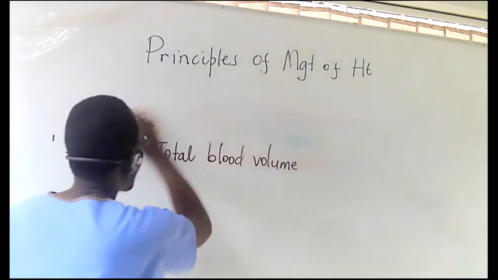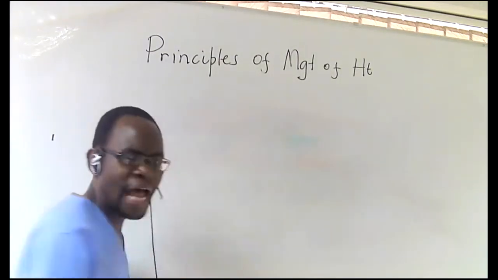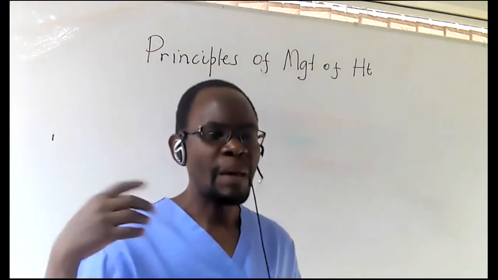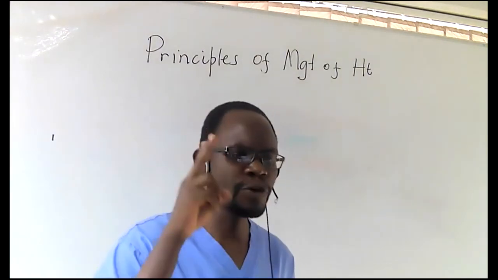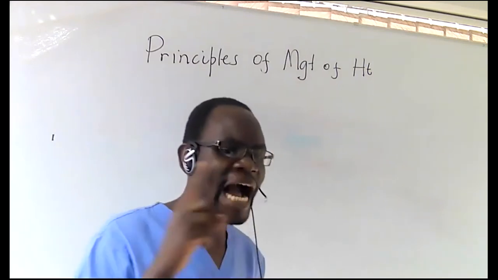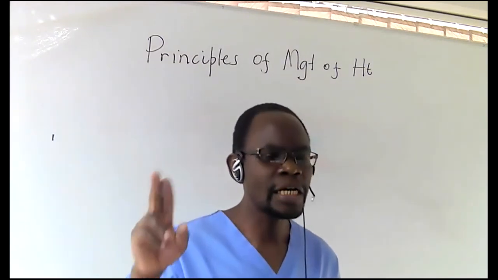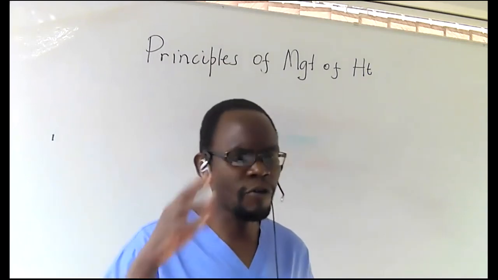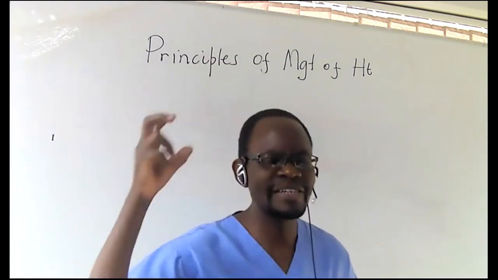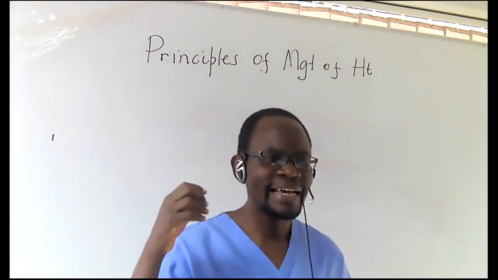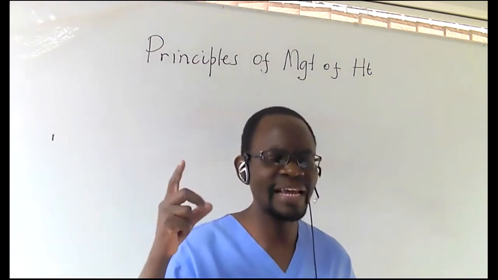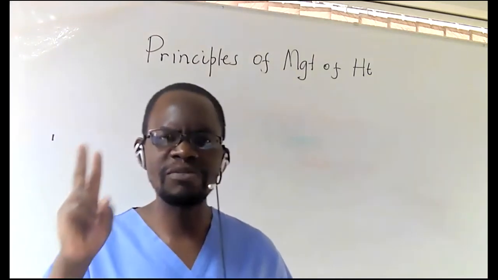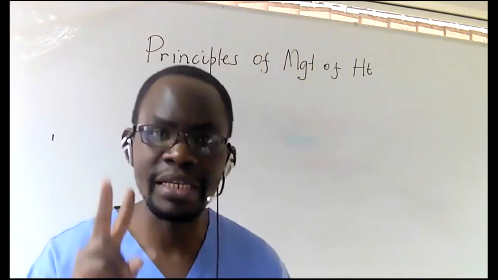Of hypertension. Again, I want to repeat this a little bit for you to understand. We are saying that blood pressure is determined by two things: cardiac output and total peripheral resistance. And of course, you know what the word resistance means. And then cardiac output is also determined by two things.